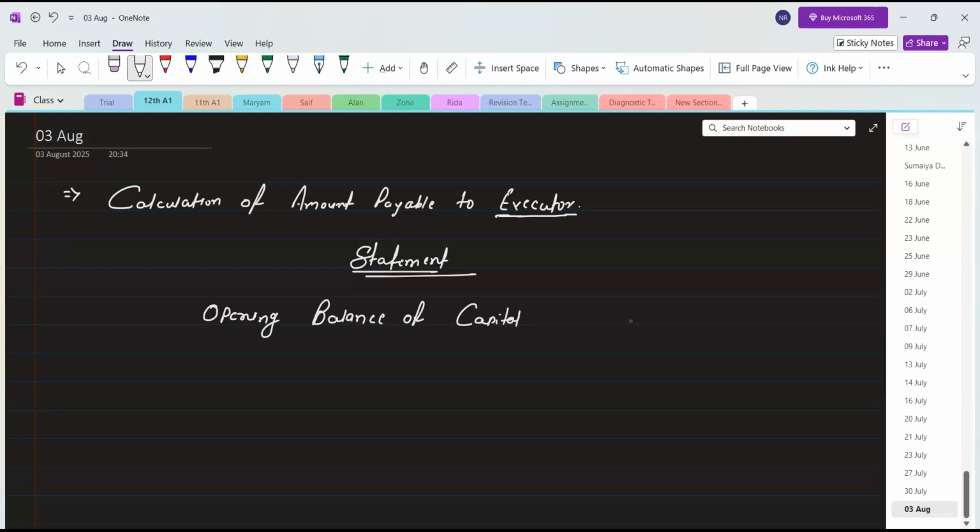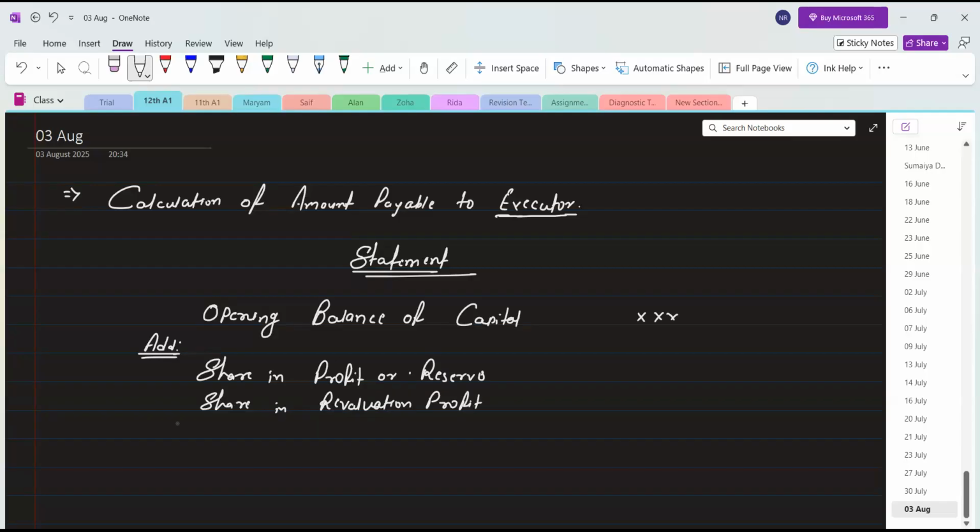of capital. Then we will add the share in profit, share in revaluation profit, and then share in goodwill.